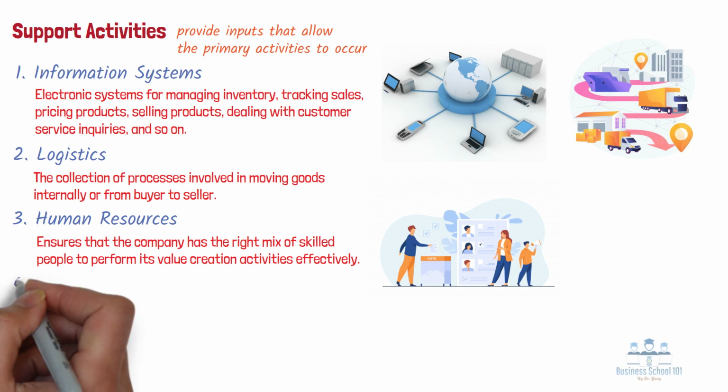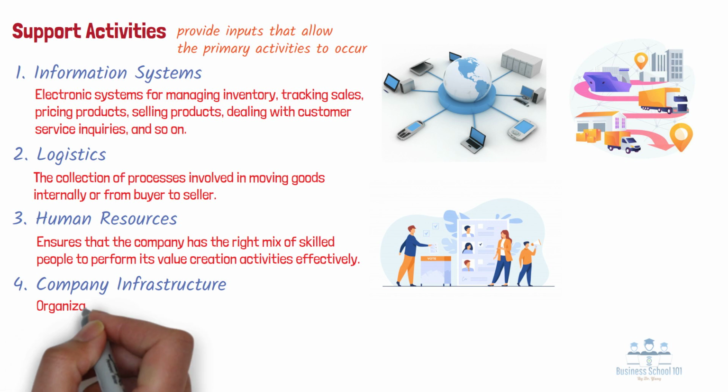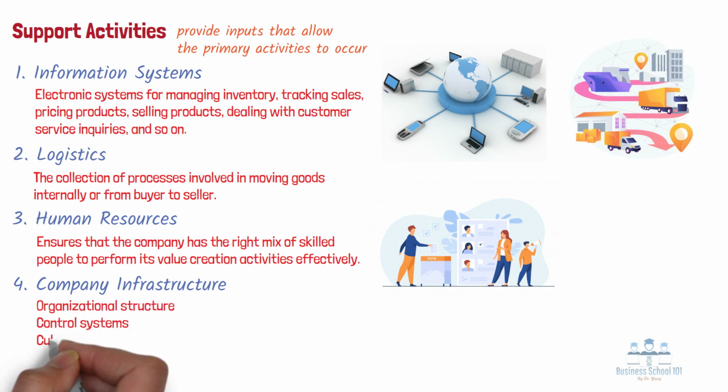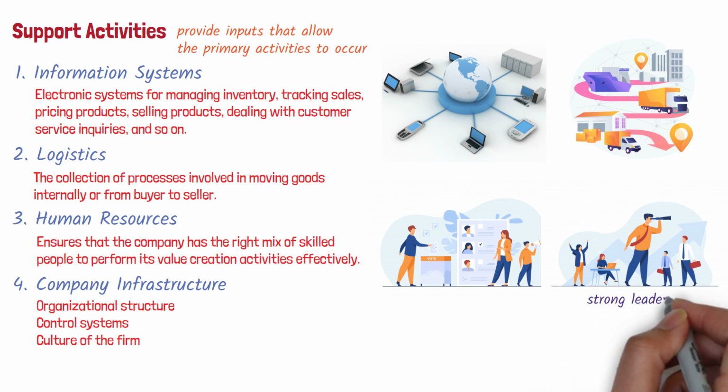The final support activity is the company infrastructure, or the context within which all the other value creation activities occur. The infrastructure includes the organizational structure, control systems, and culture of the firm. Because top management can exert considerable influence in shaping these aspects of a firm, top management should also be viewed as part of the firm's infrastructure. Through strong leadership, top management can consciously shape the infrastructure of a firm and through that, the performance of all its value creation activities.